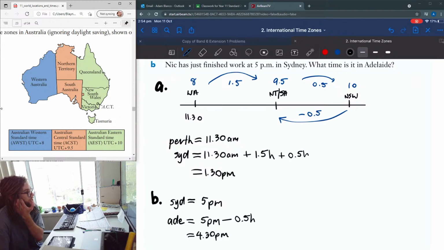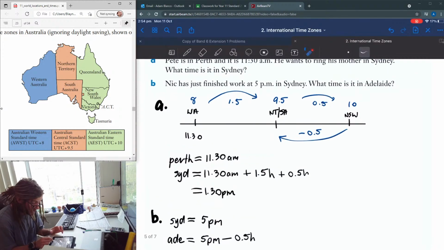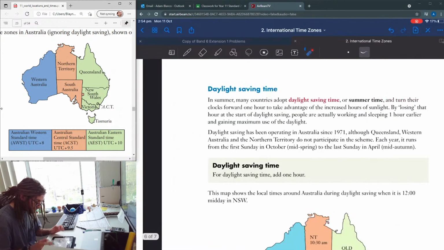Okay, so I hope that makes sense. And it's a word problem, so you can write a word solution. It is 4:30 p.m. in Adelaide, and it is 1:30 p.m. in Sydney. That's the sort of thing you could write to conclude.